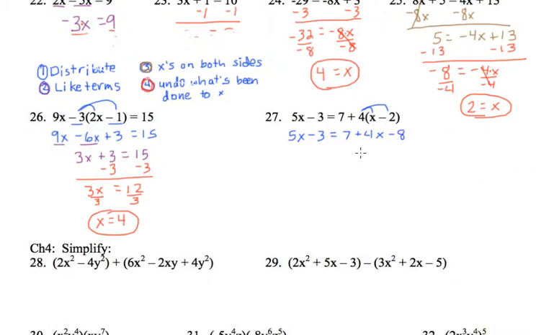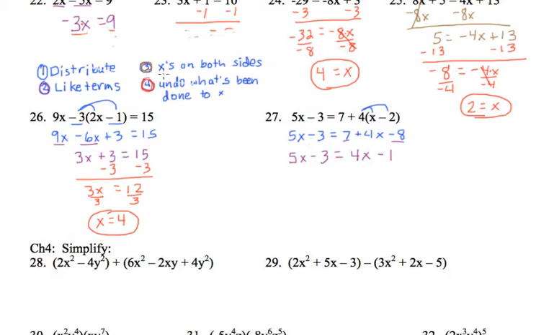Then I'm going to add my like terms. I see over in this expression on this side I have a +7 and a -8. Those can be combined. So I'll get 5x minus 3 on this side still. And then I have my 4x. And then 7 and -8 can combine together to be -1. So now I've got an x term and a constant term on both sides.